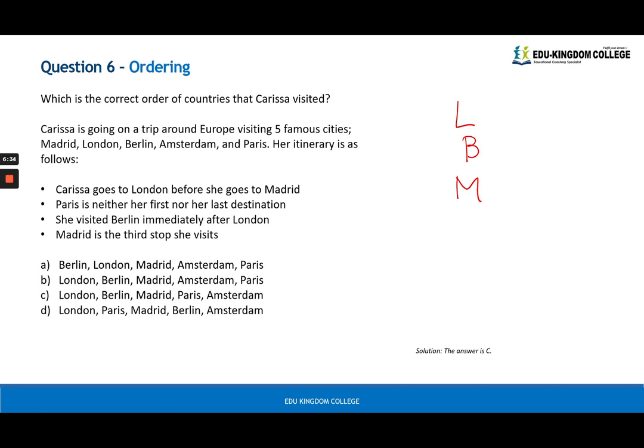Madrid is the third stop. So that means we have 2 after Madrid. And we know Paris isn't her last, so Paris must be 4th. So the last one must be Amsterdam. So going in that order, we can see that it's London, Berlin, Madrid, Paris, and then Amsterdam, which is option C.